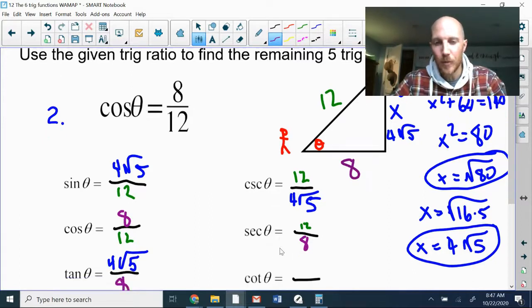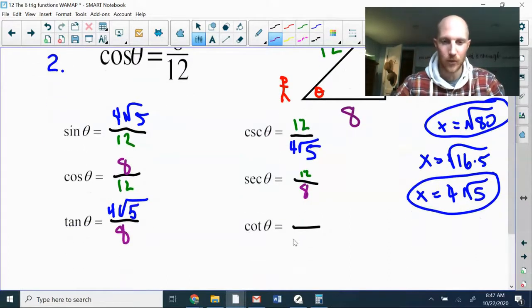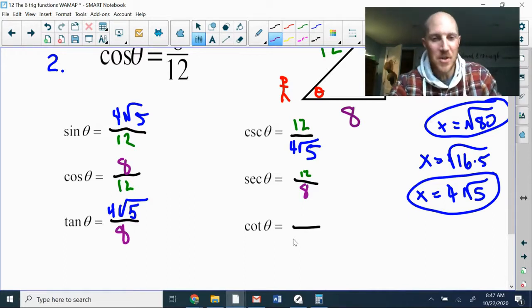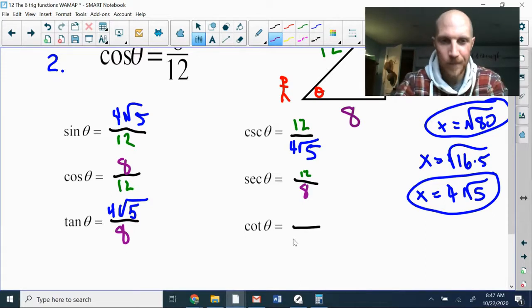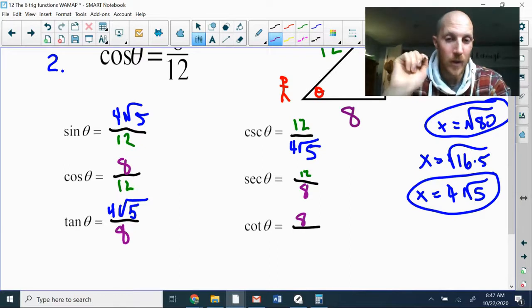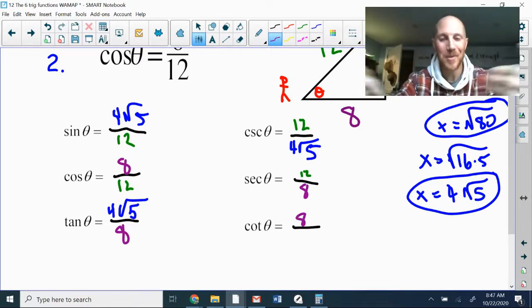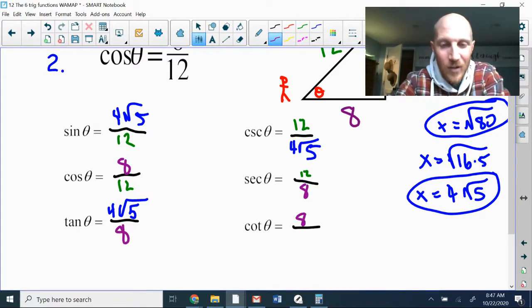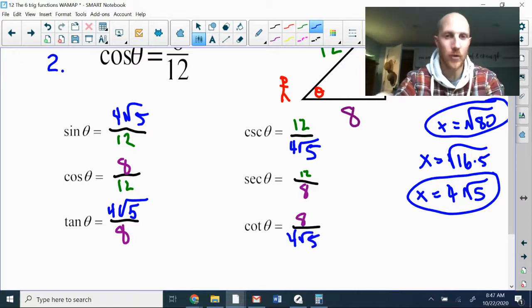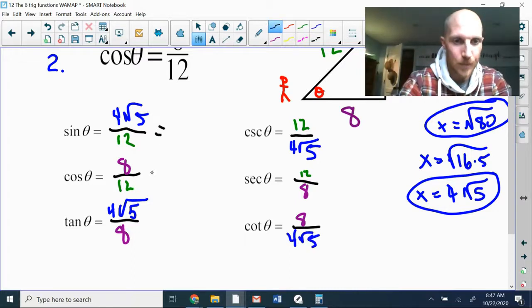And I did mention we're supposed to reduce fractions. None of these fractions are reduced right now. Man, it's gnawing away at my soul. I'm just kidding. It actually doesn't bother me that much. Cotangent is the opposite, sorry, the adjacent on the top and the opposite on the bottom. So 8 goes on the top, and 4 radical 5 goes on the bottom. So all of these fractions can be reduced. Let's go back and reduce them all now.